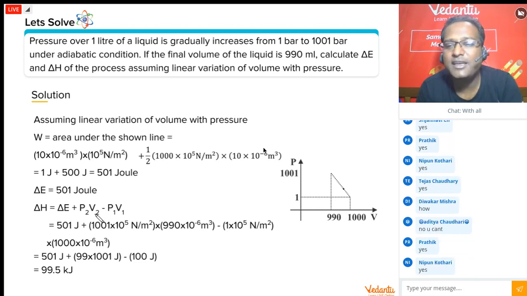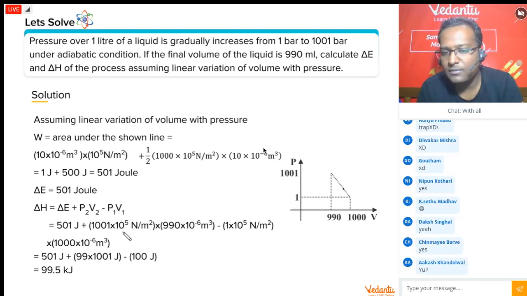Arre, the reaction is not even taking place, pagle. If there is no reaction, there is no delta Ng, isn't it? So you will have to write delta of PV. And delta of PV means what? P2 V2 minus P1 V1. So I can substitute the value and find the answer.